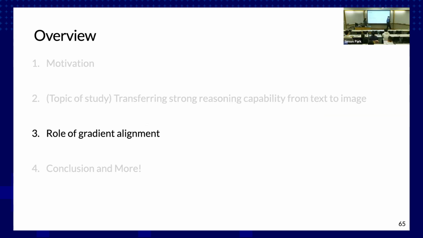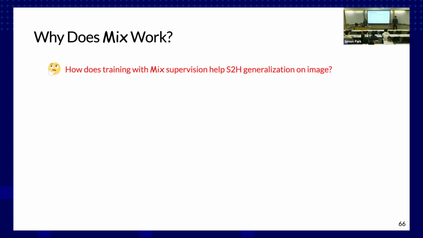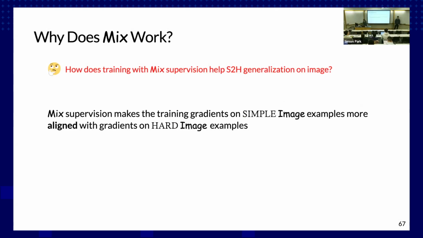And then we were curious about why this method works. So one study we conduct is looking at the gradient alignment. Essentially, we ask how does training with our proposed mixed supervision help S2H generalization on images? And the short answer here is that under mixed supervision, for the trained models, the training gradients on simple image examples get more aligned with the gradients on hard image data.